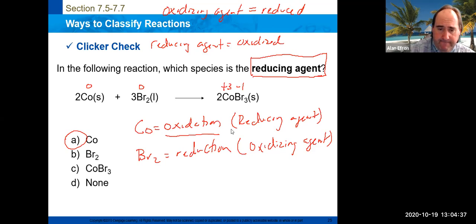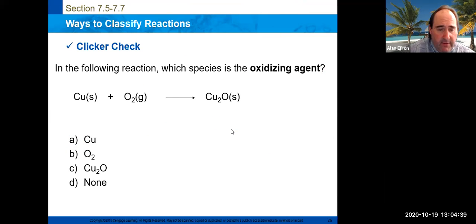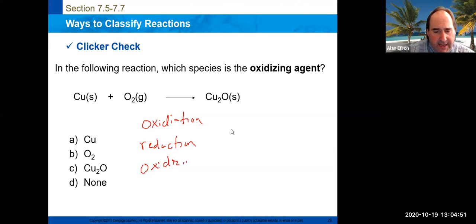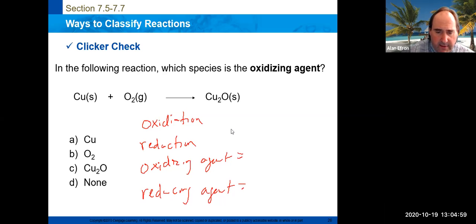Okay, so why don't we figure out what is going through oxidation? What is going through reduction on this one? What is the oxidizing agent? And what is the reducing agent on this particular one? So see what you come up with for that, and then we'll talk about it.